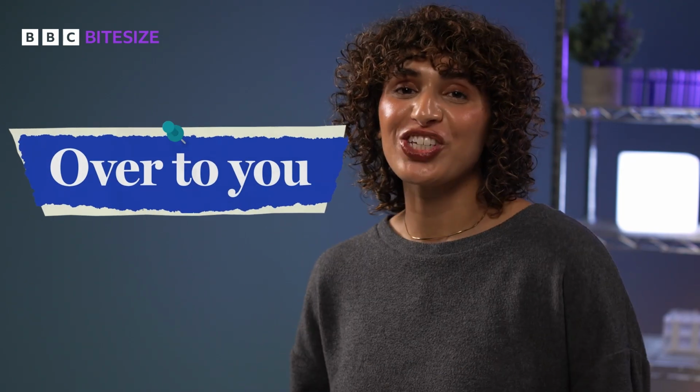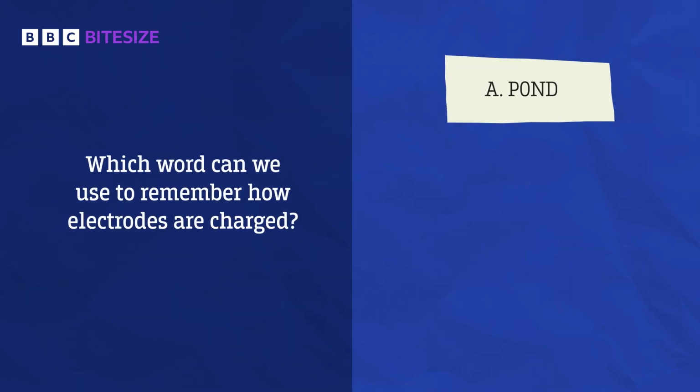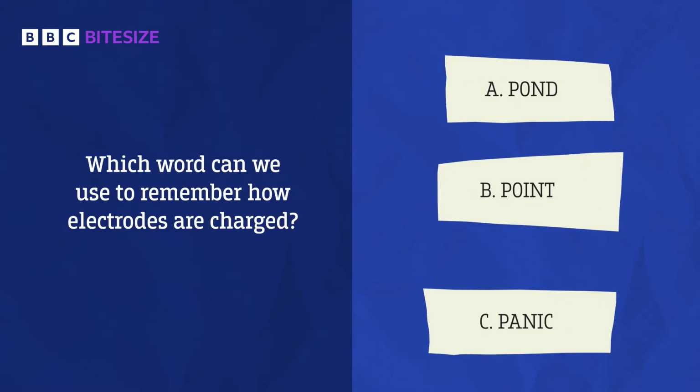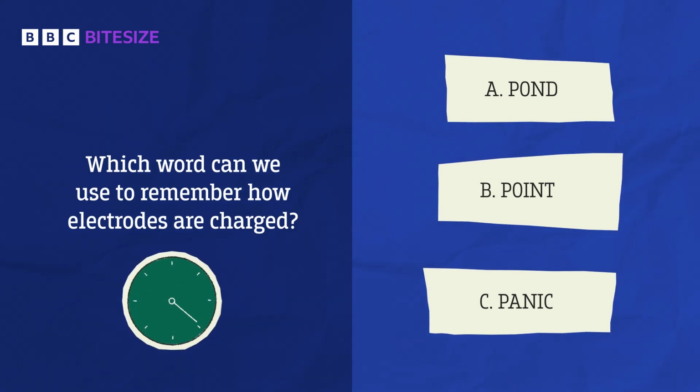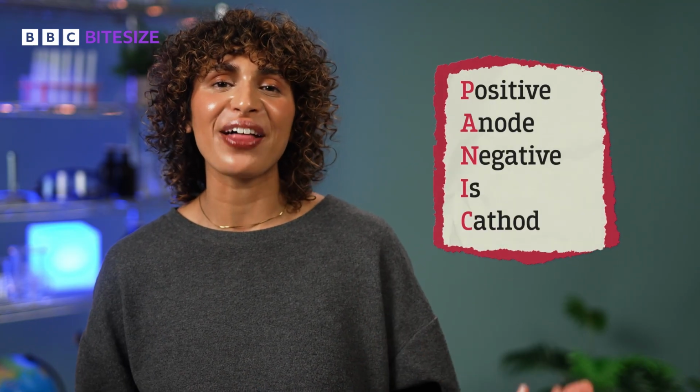Over to you with a quick challenge. Which word can we use to remember how electrodes are charged? Is it pond, point, or panic? It's the word PANIC that reminds us. Positive anode, negative is cathode.